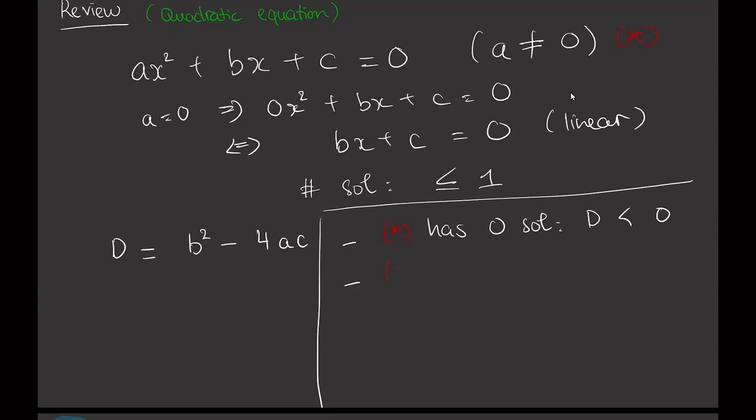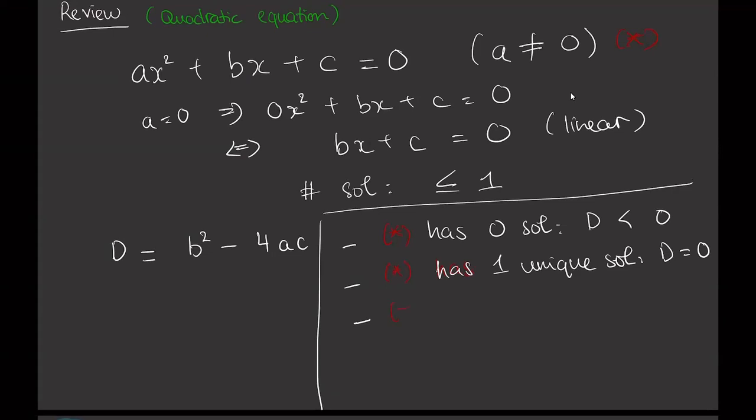And if they ask you to find a, b, c such that the equation has one unique solution, it means finding a, b, c such that d equals 0. And if they ask finding a, b, c so the equation has 2 distinct solutions, it means finding a, b, c such that d is greater than 0.